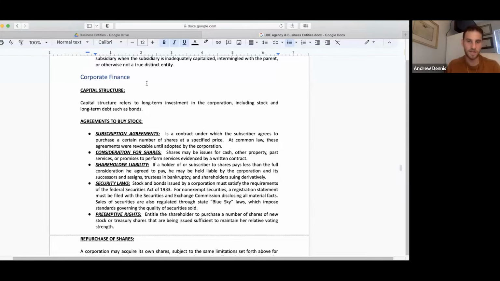Securities law. Stocks and bonds issued by a corporation must satisfy the requirements of the 1933 Act. For non-exempt securities, a registration statement must be filed with the SEC, disclosing all material facts. Sales of securities are also regulated through state blue sky laws, which impose standards governing the quality of securities sold.